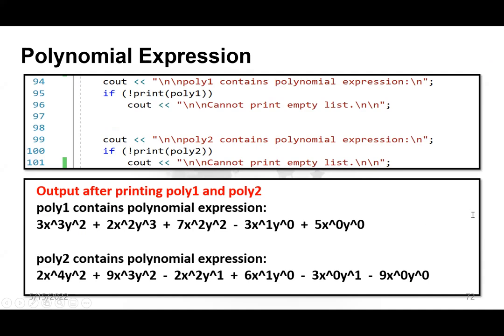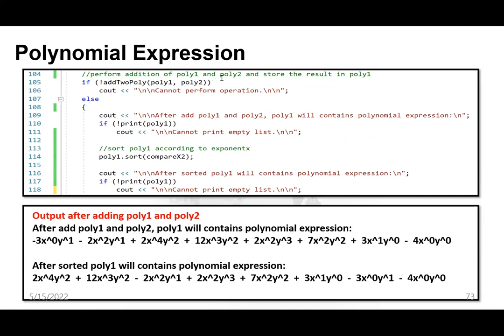So after we check, we call this function add2poly. This add2poly function, I will pass in poly 1 and poly 2, the two expressions. And then, like what I told you just now, after that I will print out poly 1, right? Because the result of the addition will be stored in poly 1. So you can see after adding poly 1 and poly 2, poly 1 now contains the result of the expression, which is this one.